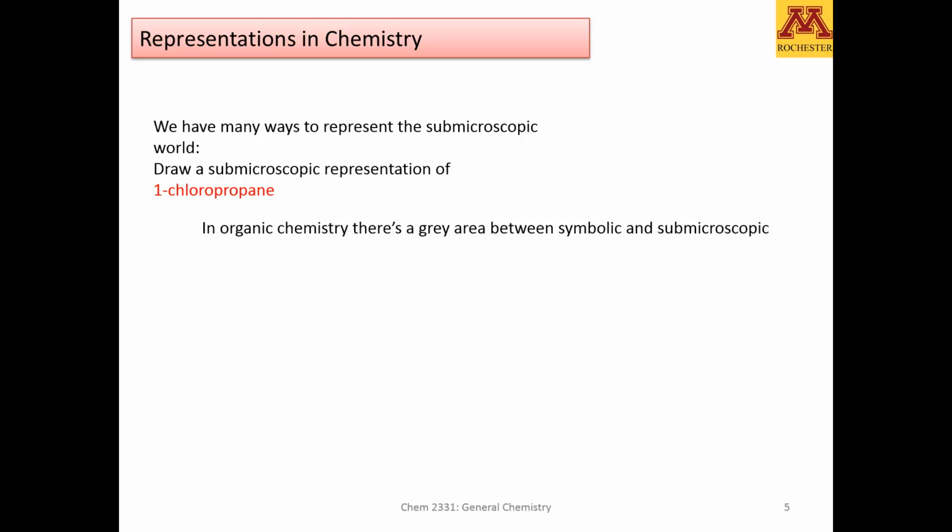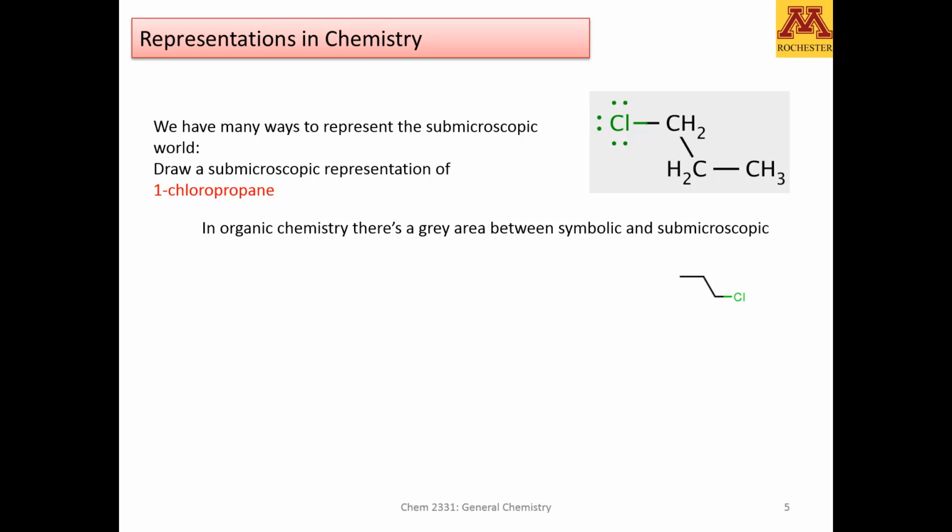Hopefully you remember from the organic chemistry that you took some time ago that a symbolic representation, such as, for example, 1-chloropropane, in this case is a symbolic representation, but it starts having a little bit of a flavor of an atomic representation, because even though we're using a symbolic representation, we are also indicating where the atoms are connected. So please keep in mind that in organic representation, the difference between symbolic and atomic representations is fuzzy.